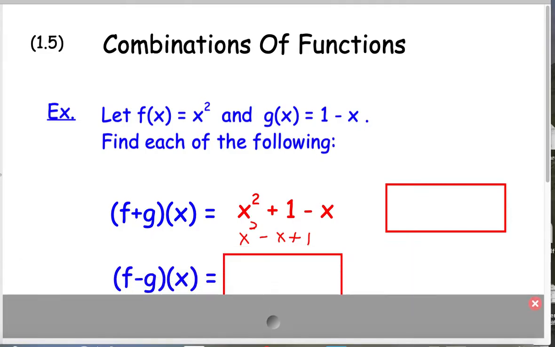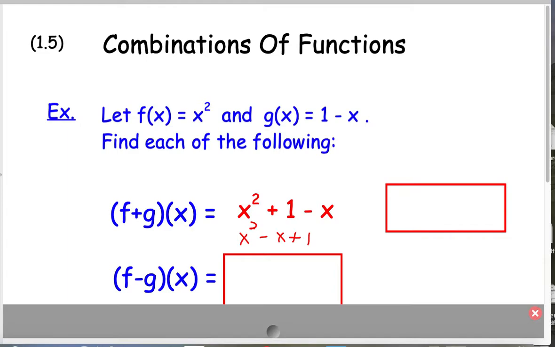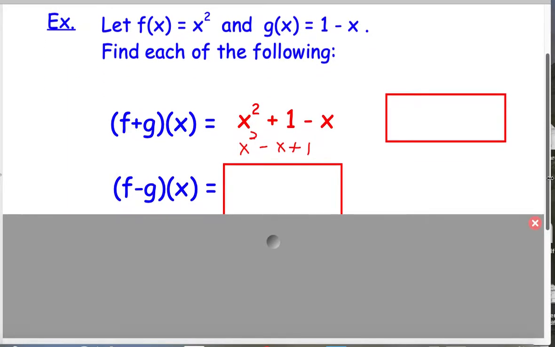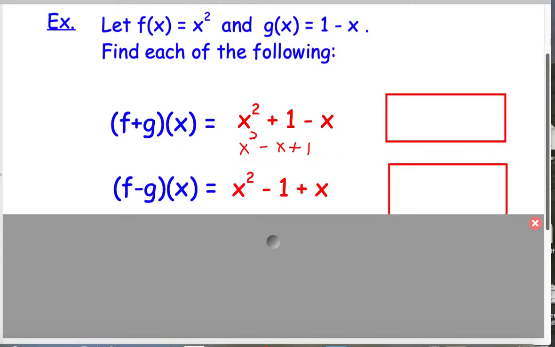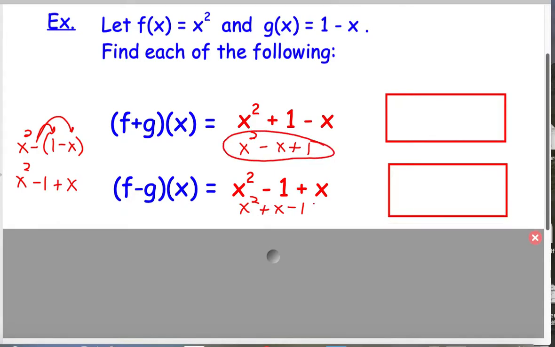Okay, what if I asked you to find f minus g of x? Well, likewise, we're just going to subtract these two functions, and there's no like terms. So notice we did x squared minus, and then g of x is 1 minus x. So I have to distribute that negative sign. And so I'm going to get x squared, a negative 1, and a plus x. And once again, probably put it in descending order, although it's not incorrect because it didn't say you had to put it in that order.